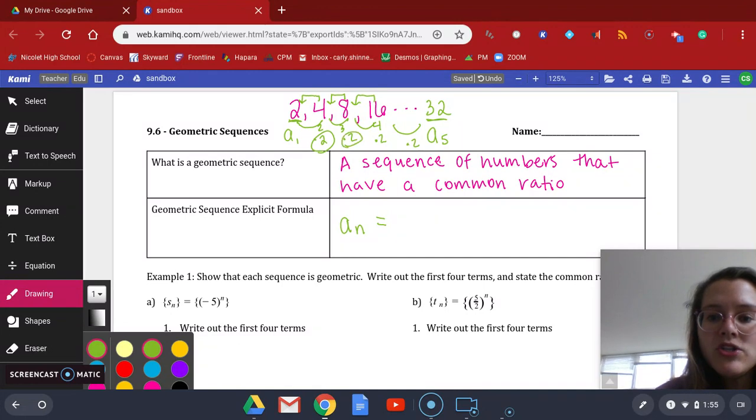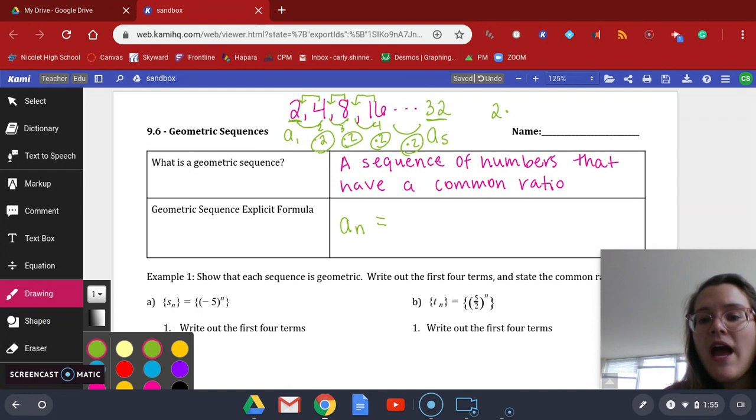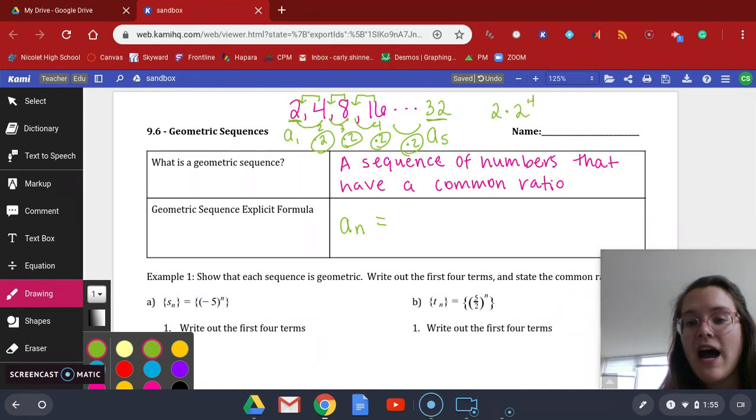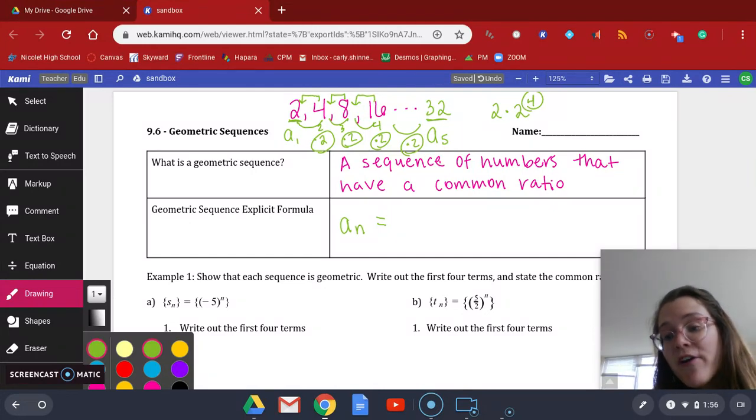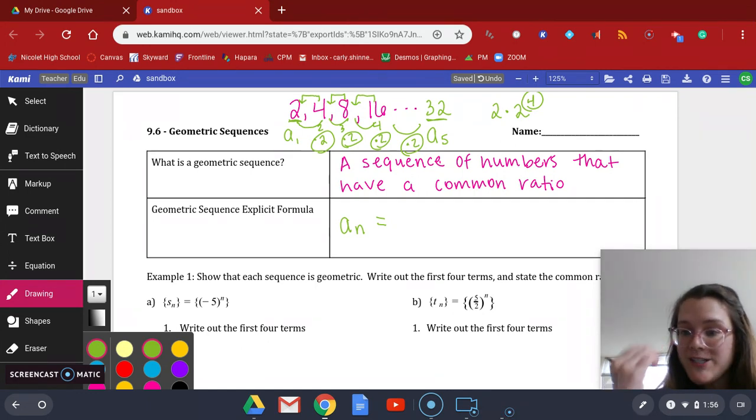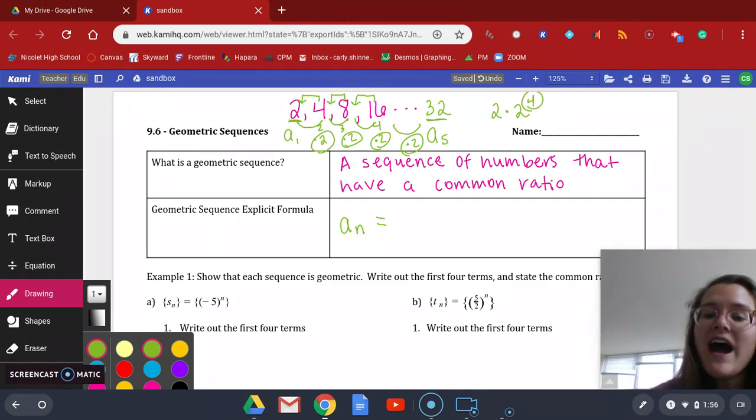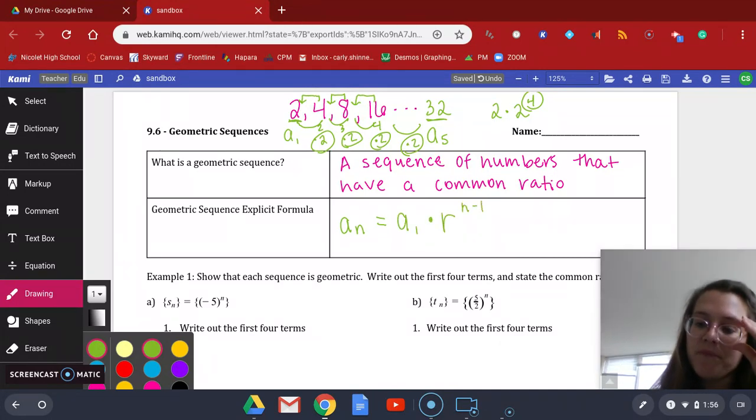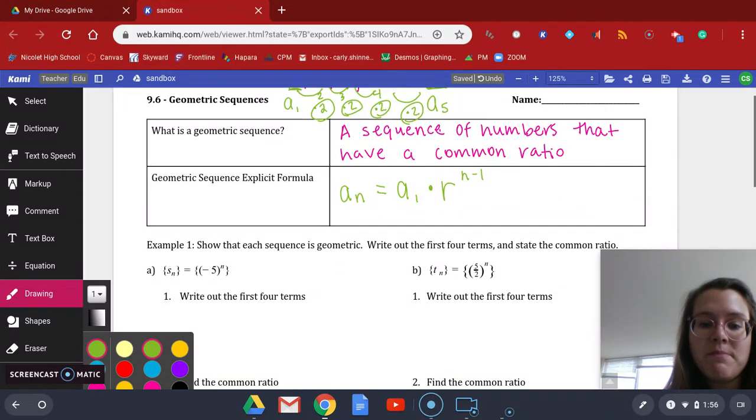Count them up. 1, 2, 3, 4. So I take my first term and I multiply the ratio 4 times. So that's to get to the 5th term, right? If I'm at the first term and I want to get to the 5th term, I've got to multiply 4 spaces to get there. So that example was just to show you how this explicit equation is created. So I start with my first term and I multiply that ratio n minus 1 times, okay? And we'll see more of that in just a bit.